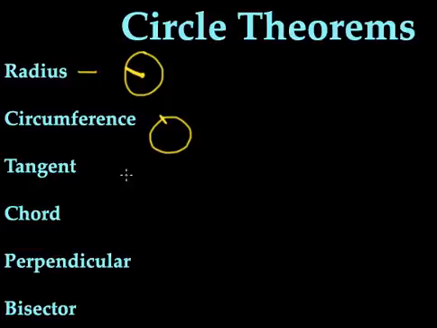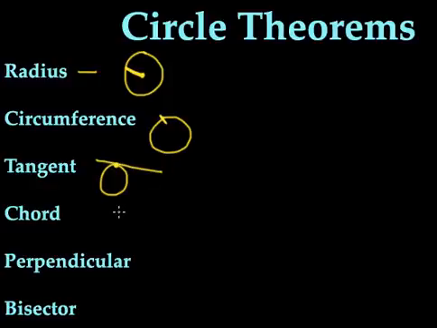The tangent, if I were to draw another circle here, a tangent would be any particular part of this outside circumference extended as a straight line. So if I were to choose that point there, extend it as a straight line, it would look like this. And that is called a tangent.